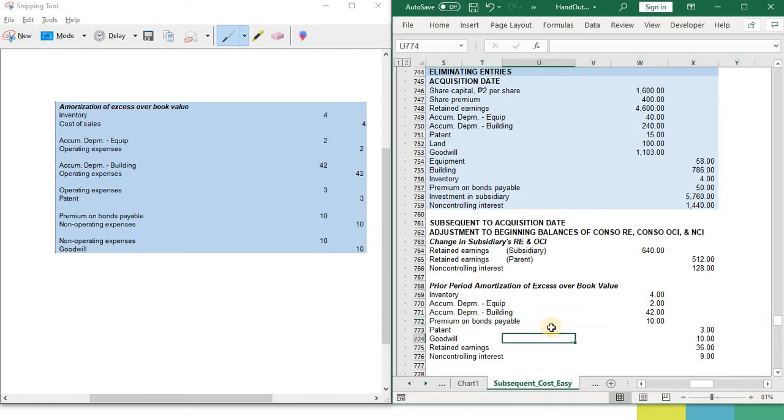If you compare these two, the entry that we did for the real accounts in the prior year is also the same entry when it is repeated during the current year. However, for the nominal accounts, we will replace these with retained earnings and non-controlling interest.